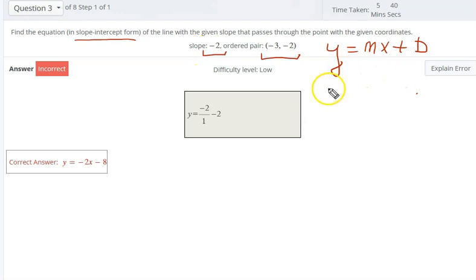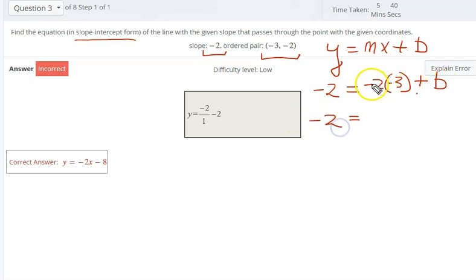So we start to fill in. Our slope is a negative 2. Our x value is a negative 3. Our y value is a negative 2. And we just want to find out what our new b value would become. Again, there are no fractions.